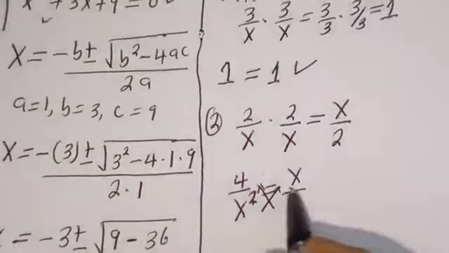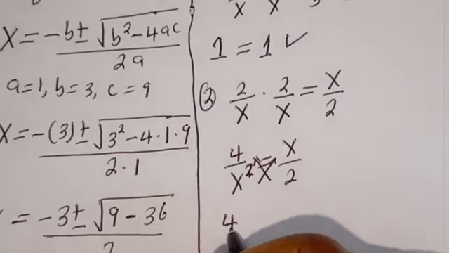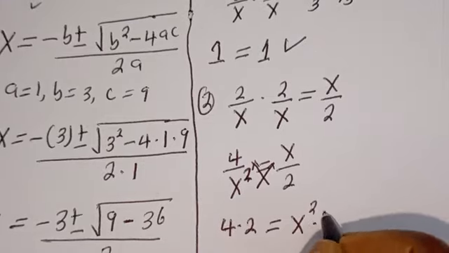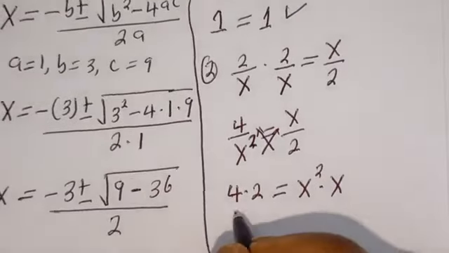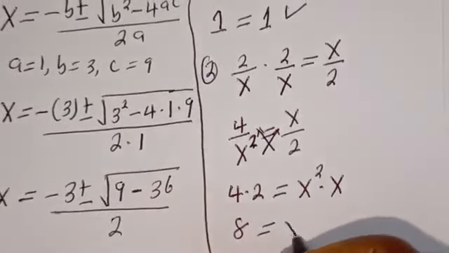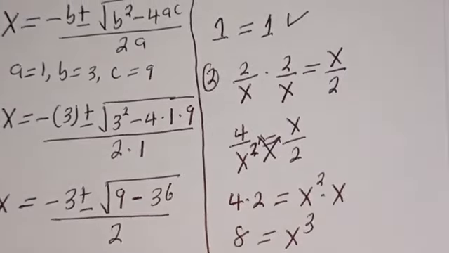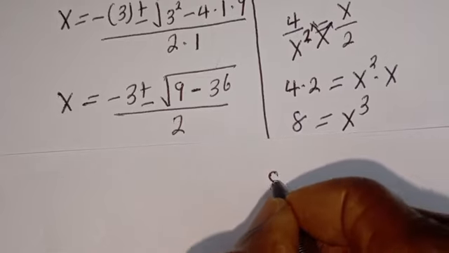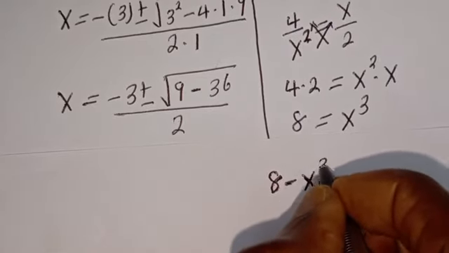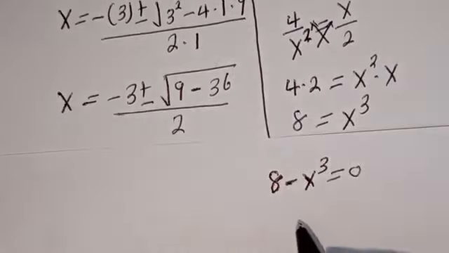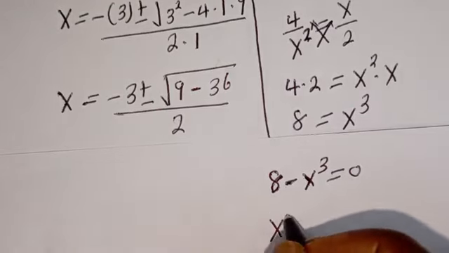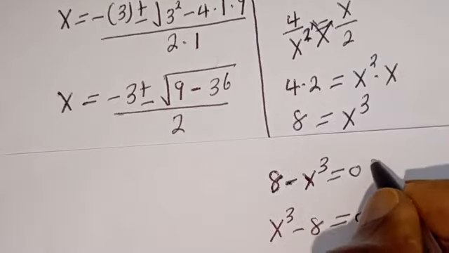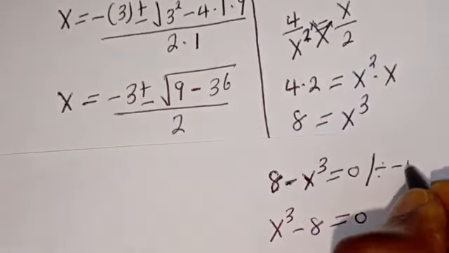Then 4 times 2 is equal to s square multiplied by s. Now this is 8 is equal to s to the power of 3. Then from here we have 8 minus s to the power of 3 is equal to 0. So we can write this as s to the power of 3 minus 8 is equal to 0, if you divide all through by minus 1.